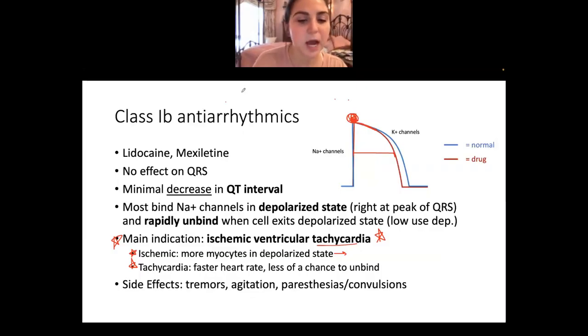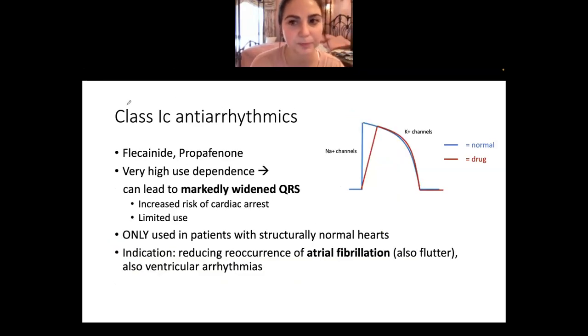Okay? It's kind of confusing, but this is a very niche drug. This is really only given after an MI because these drugs are really good at binding to ischemic tissue, the sodium channels of ischemic tissue. Okay.